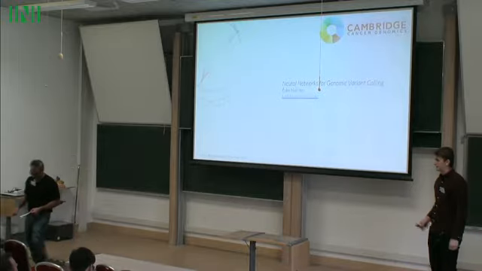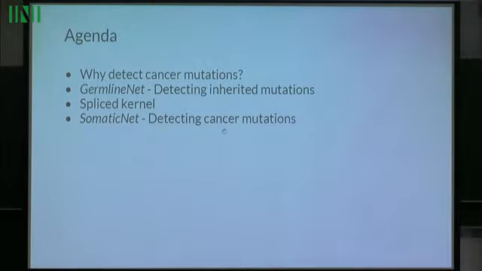So a little summary of why we actually want to detect cancer mutations, and then the paper we're building off by Google, which is trying to detect inherited mutations. And so we recreate that, and then we use some of our prior knowledge about this problem to then improve it slightly, and then we translate it over for detecting cancer mutations.